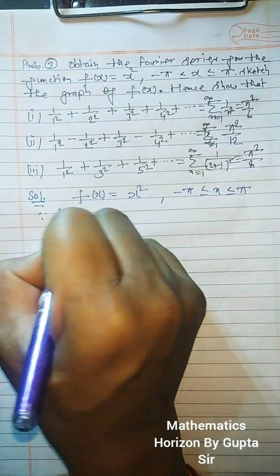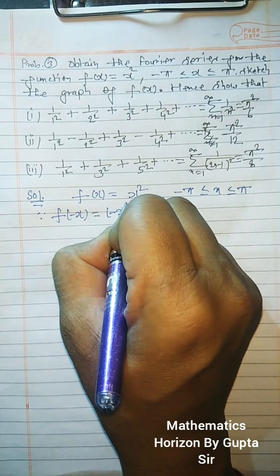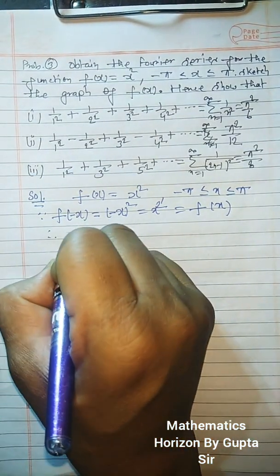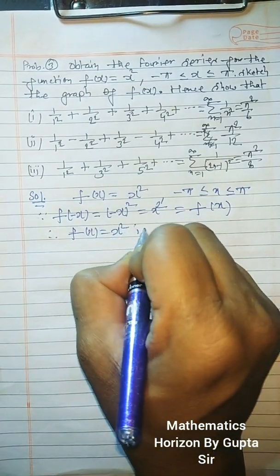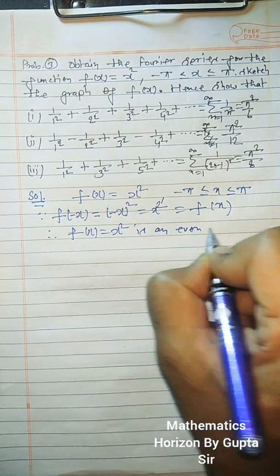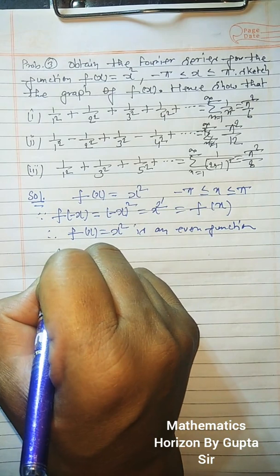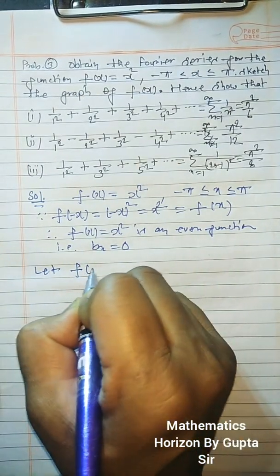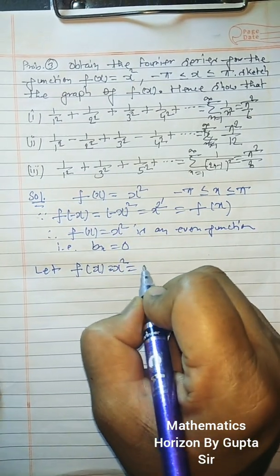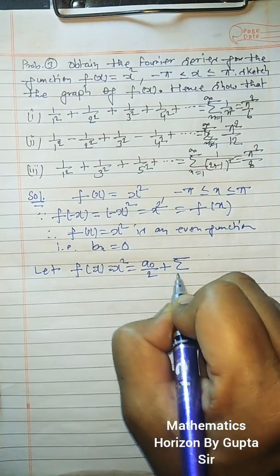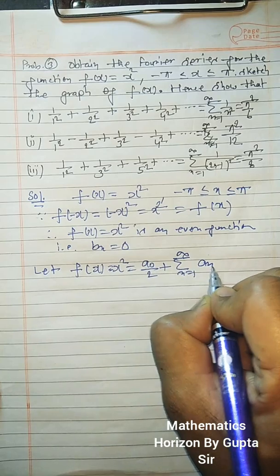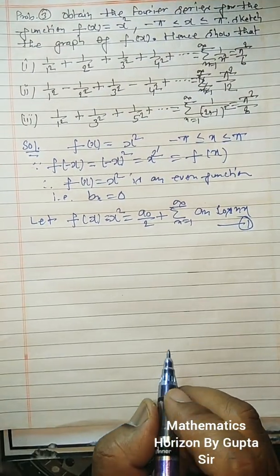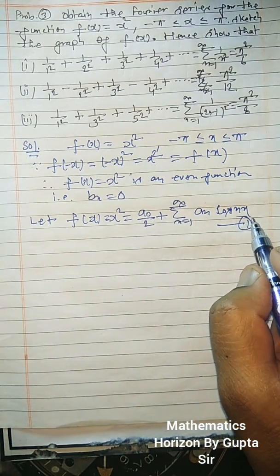Since here f(minus x) is equal to (minus x) whole square, which is equal to x square, that is equal to f(x). That is, here f(x) equal to x square is an even function. That is, we can say that bn will be 0. Now what will be our Fourier series? When bn will be 0, f(x) is equal to x square equal to a0 by 2 plus summation n equal to 1 to infinity an cos nx. Here bn will be 0, that's why we didn't have any sine terms.